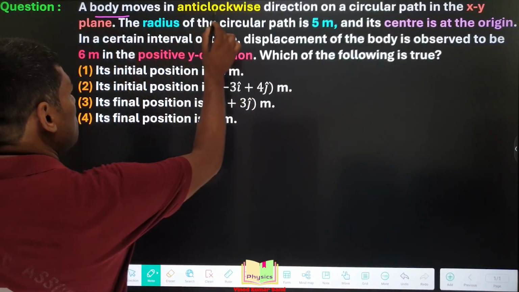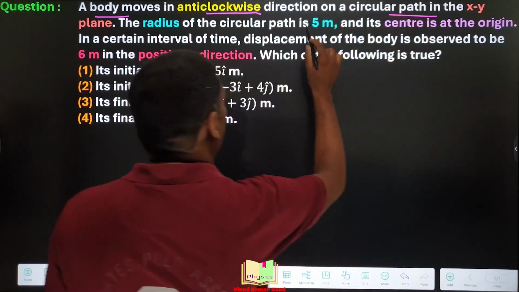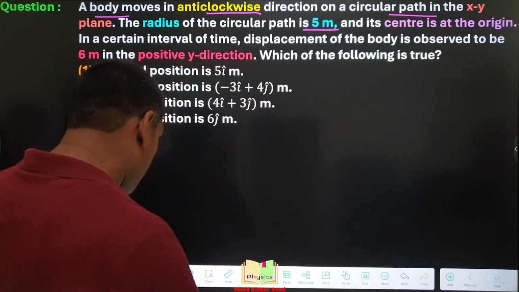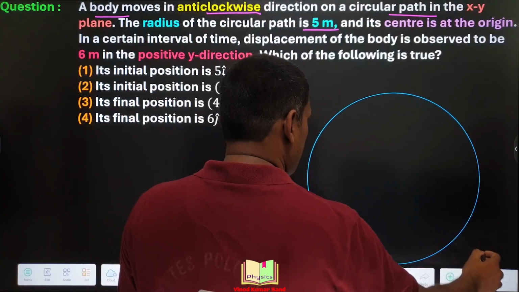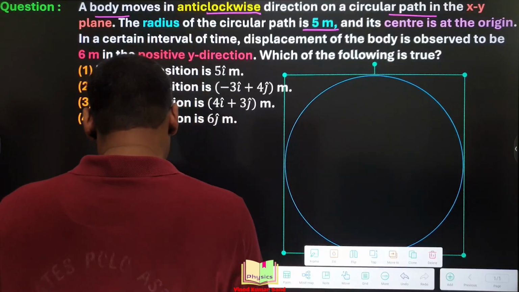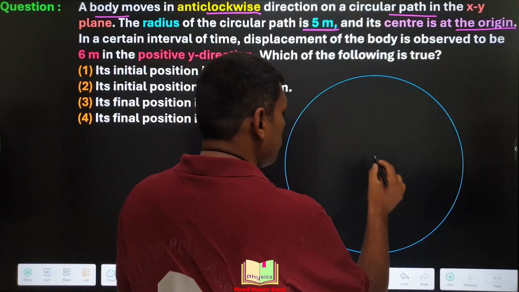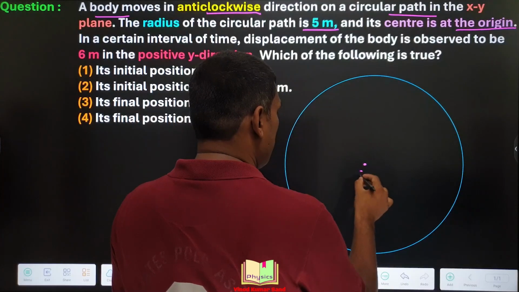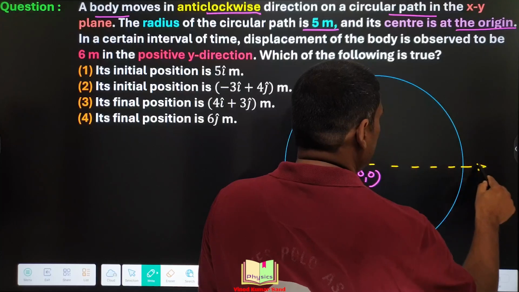There is a body which is moving in anti-clockwise direction on a circle of radius 5 meter. So let's bring the circle here on the screen. Suppose we consider this is the circle. The center of the circle is at the origin. So if we consider this to be the center of the circle, we mark here 0, 0 and the circle lies in the xy plane.